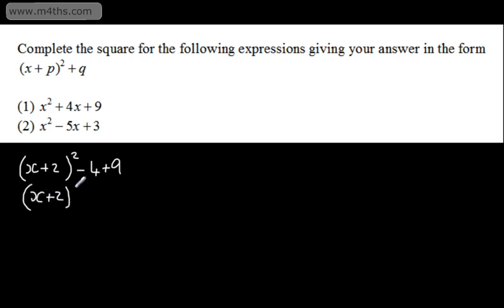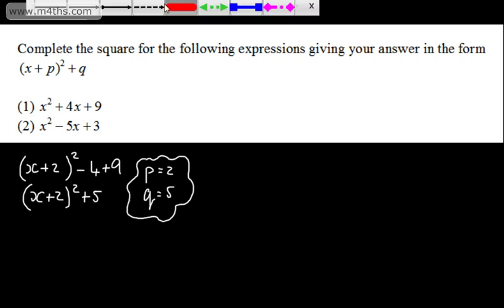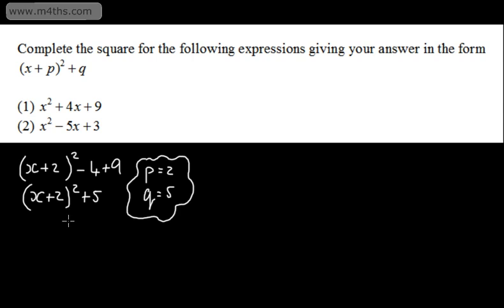All we need to do is tidy this up, and we can say this is x plus 2 all squared, and then we're going to have plus 5. The value here of p is going to be positive 2, and the value of q is going to be equal to positive 5. So we've put that now in the form x plus p all squared plus q, and we've completed the square.